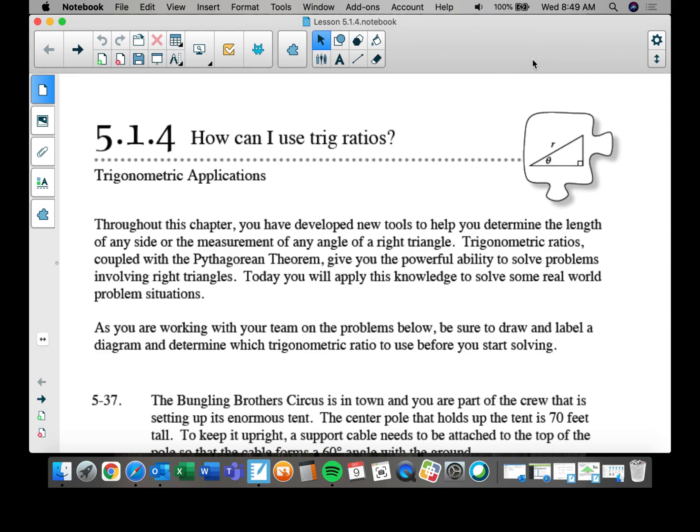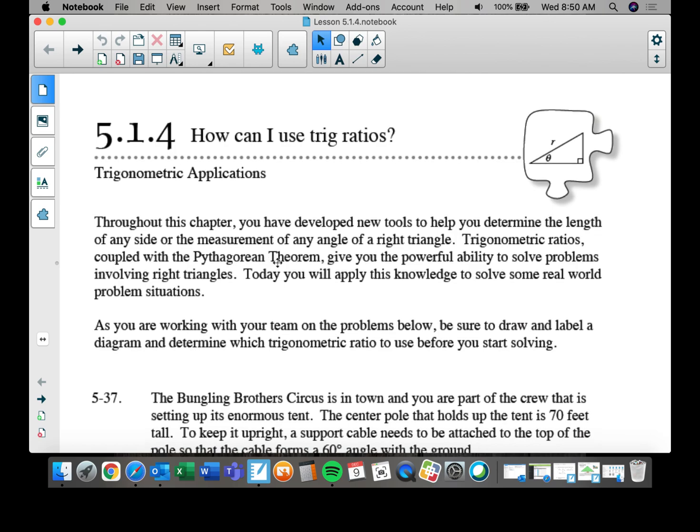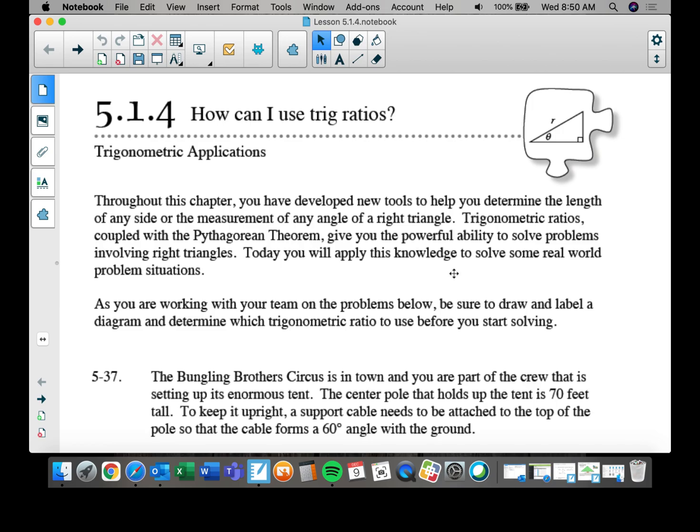Hello, geometry students, and welcome to lesson 514, where we're going to be talking about applications of the trigonometry that we've been working on. If you notice throughout this chapter, you've developed new tools to help you determine the length of any side or the measurement of any angle of a right triangle. Trigonometric ratios coupled with the Pythagorean theorem give you the powerful ability to solve problems involving right triangles. Today you're going to apply this knowledge to solve some real-world problem situations.